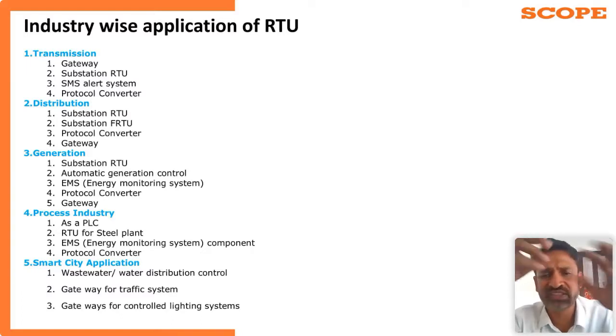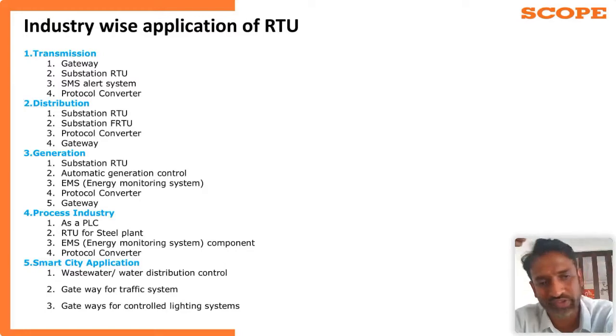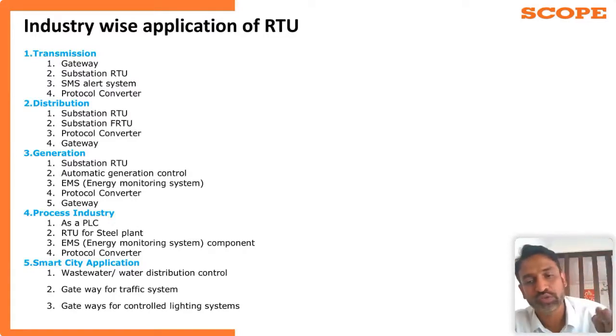These are the requirements, so we have installed that as an SMS alert system also. You can even send to up to 150 mobiles based on the hierarchy. Suppose all small alarms go only to the AE level, and breaker tripping and other things go to the ADE or SE level.